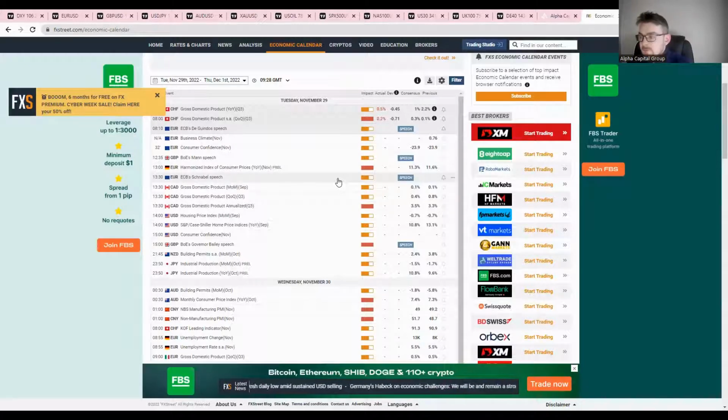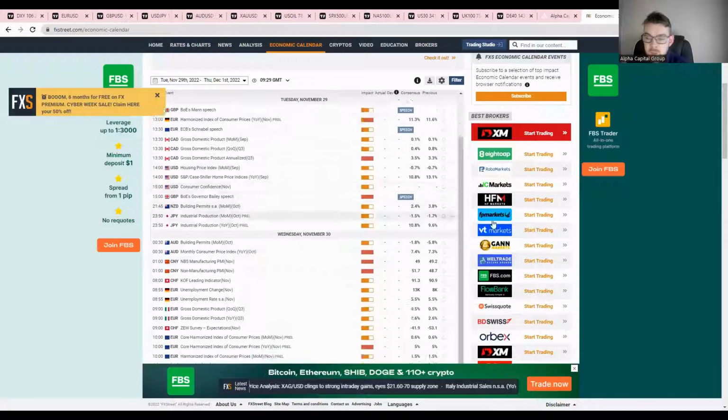Later this afternoon, we have Governor Bailey speaking. Then overnight, we have some data out in Asia, with New Zealand building permits and Japanese industrial production as well. So again, quite a busy day. We've got the Swiss franc, the euro, the pound, the Canadian dollar, the US dollar, the Kiwi, and the Japanese yen. So we've got 5 or 6 currencies there that are all affected by news and data over the next 12 to 16 hours or so.